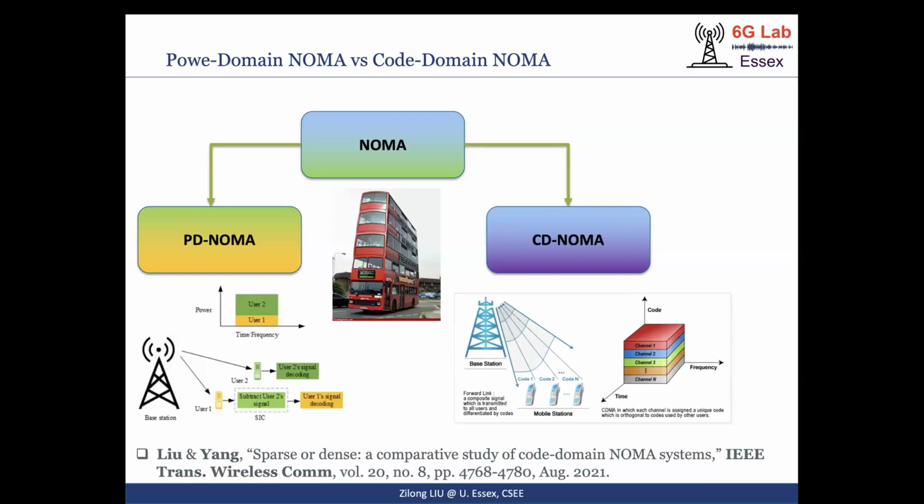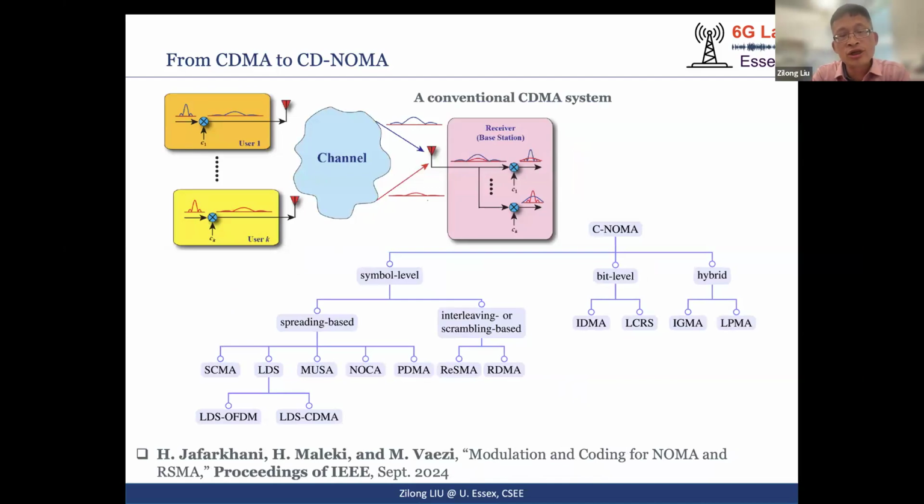So from the industry point of view, over the past decade, industry basically very much favors code-domain NOMA. Code-domain NOMA in fact evolves from the traditional CDMA system, where we have a number of users, and every user is given a sequence or a code. By carefully designing those spreading sequences, such that they have very good autocorrelation and cross correlation, at the receiver we are able to separate them out through matched filter multi-user detection.